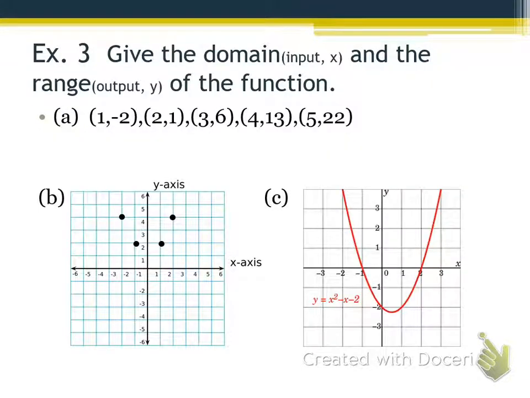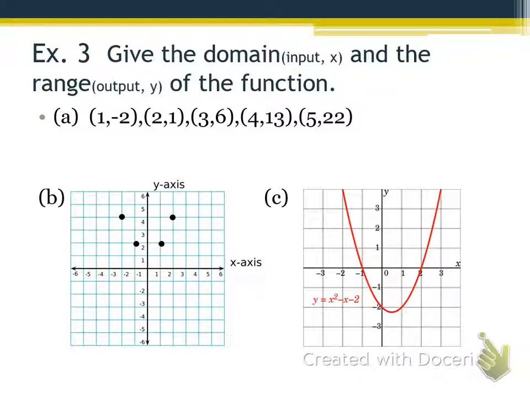Now that takes us into example number 3. And you can see that I have added some things that you do not have on your notes, but I would add these to your notes if I were you. It says, give the domain, which is your input values or your x values, and the range, which is your output values or your y. Okay, do you see we now have 3 different ways to talk about the domain. We can use the word domain, we can talk about the input values, or we can talk about the x values. They all mean the same thing. And the range, we can call it the output, we can call it the y values, it's the range.